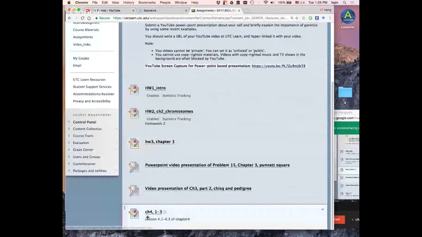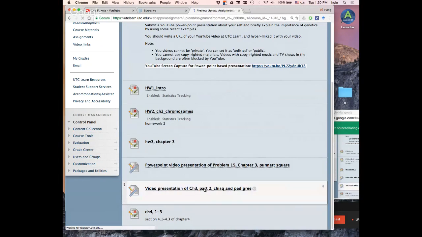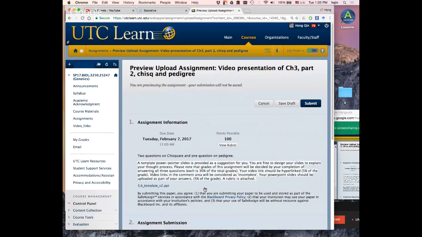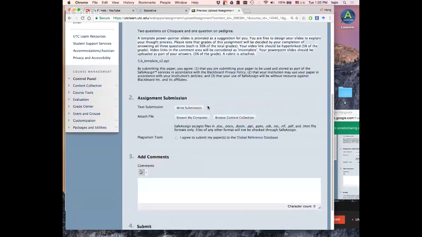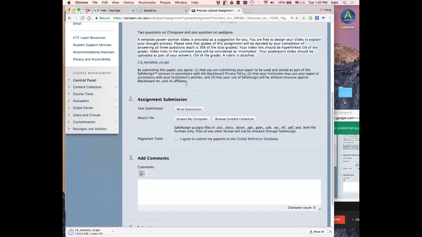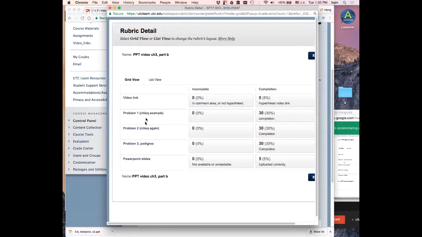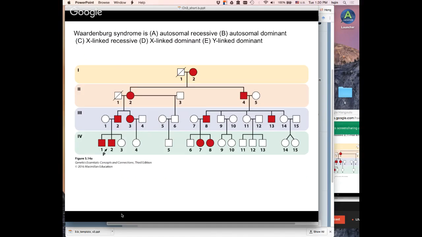For chapter 4, I'm only going to emphasize sections 1-3, but there's a second video assignment, basically going over the pedigree. Thursday I'm going to look at the pedigree, so you still have time to finish that one. This one also has a rubric. There will be three questions. The first two questions are on chi-square analysis. I give you the slides. It's basically from the lecture and the onboard exercise.